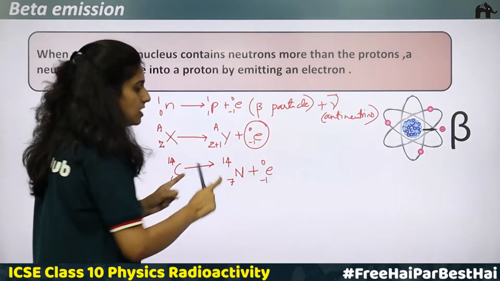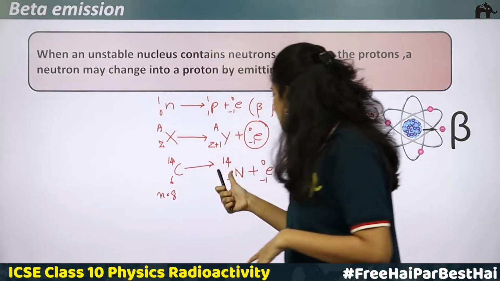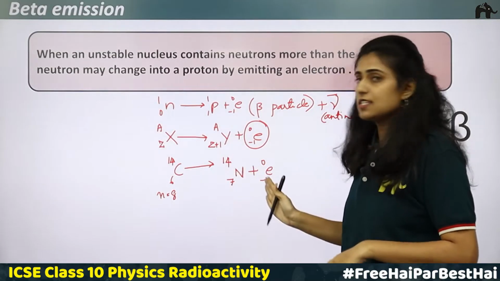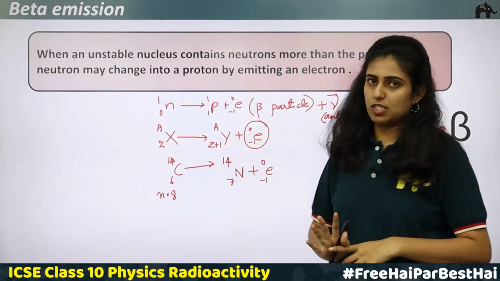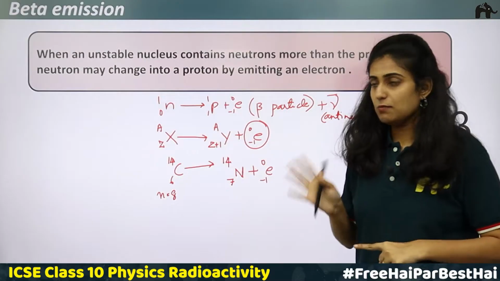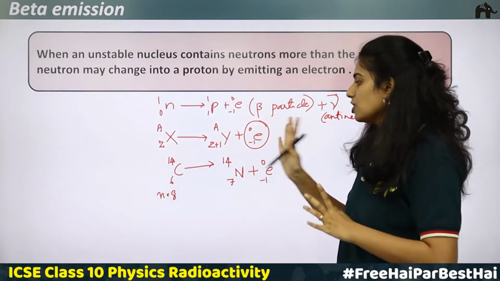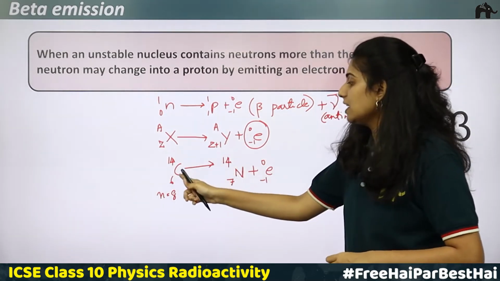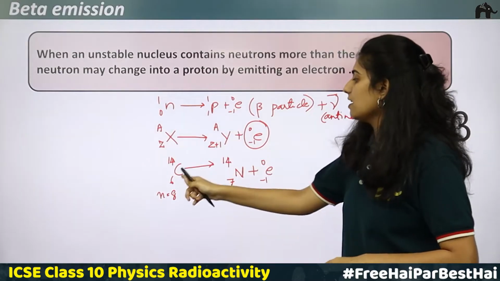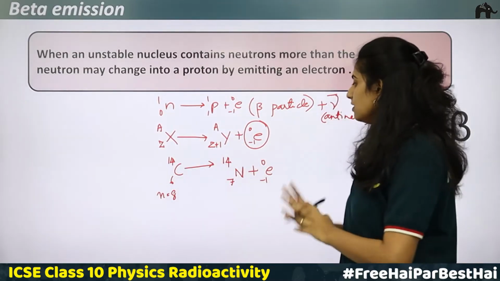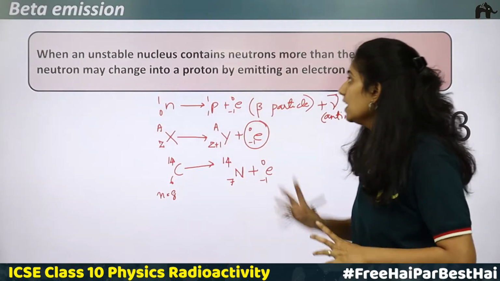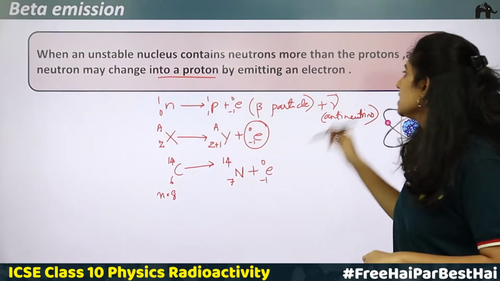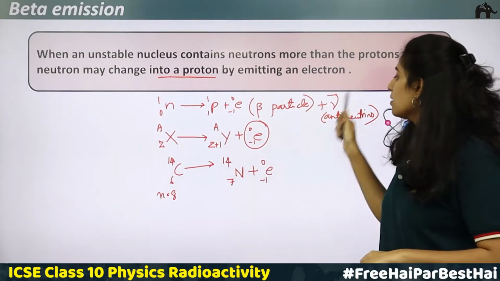So here, when you check the periodic table, the new element formed will be at a place after the original element. In the previous case, in alpha emission, we said 2 places before the original element. So here, the properties of the element will be similar to the element that is just next to the element that is considered. This is all about beta emission. When an unstable nucleus contains more neutrons than protons, a neutron may change into a proton by emitting an electron. And here this electron is the beta particle.